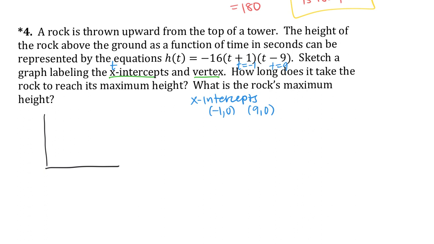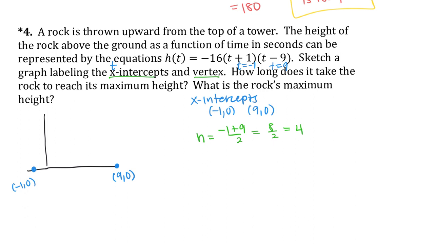Oh, let me make my graph a little bit longer. Okay, I'm going to label (negative 1, 0), and I'm estimating, so I'm just going to label them. If I had a grid, I would just use the grid. Okay, now I need the vertex. How do I find the vertex with factored form? I need to find the middle of the two. So I'm going to do negative 1 plus 9 divided by 2. 8 divided by 2 is 4. And this is the x's, which is the t.